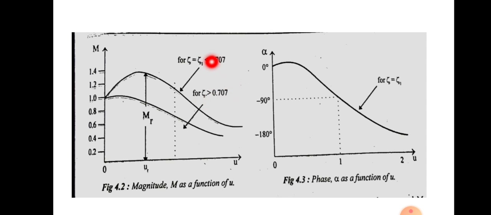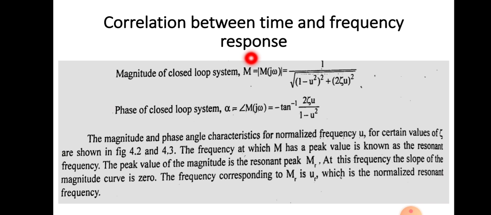So this 0.707 means 1 by root 2. So we are taking two conditions, when epsilon value is less than 0.707 and when it is greater than 0.707. So the curves of M with respect to u: see here, M is a function of u alone. Here in this equation, M is a function of u and epsilon. So we will plot M with respect to u for a certain value of epsilon.